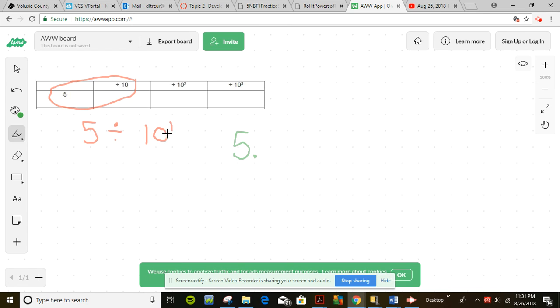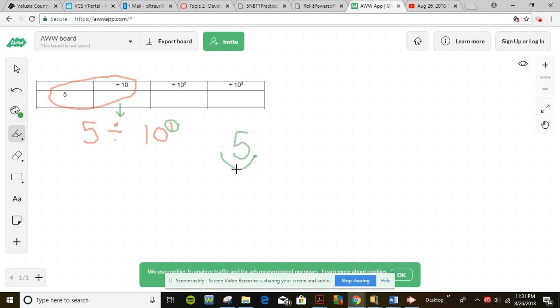Now, this tells us how much we're actually moving it, which according to this, it says 1. And division is moving it not to the right, but to the left. So we move it to the left. So we move it one place to the left.